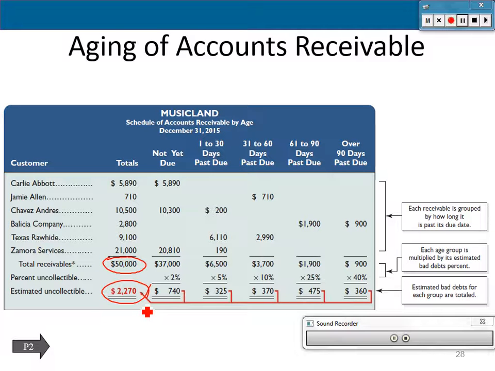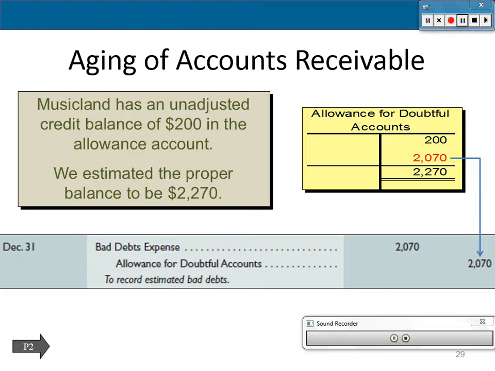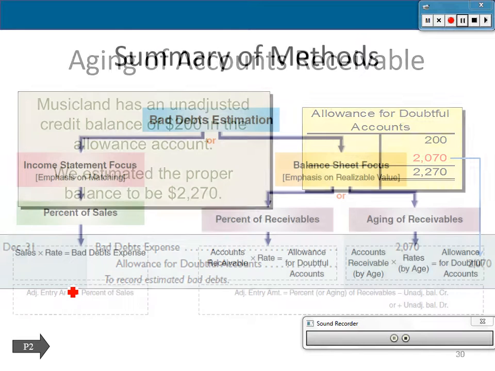2,270. Even though you have this amount, you still got to adjust for allowance for doubtful. So we know that balance was 2,270. That account had a previous balance of $200. So we need to subtract that in order to get the amount of the adjustment. And then we create our journal entry. We debit bad debt expense, and we credit allowance for doubtful for that, I'm sorry, $2,070 adjustment at the end of year.